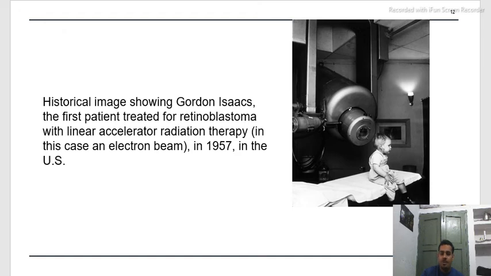Here is the historical image. This child is Gordon Isaac, the first patient treated for retinoblastoma with linear particle radiation therapy in 1957 in the United States of America.